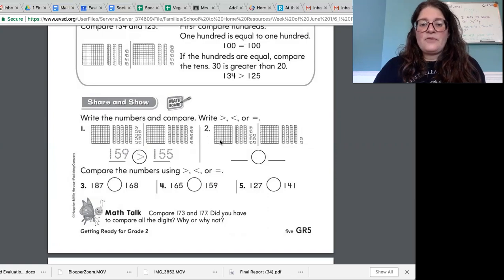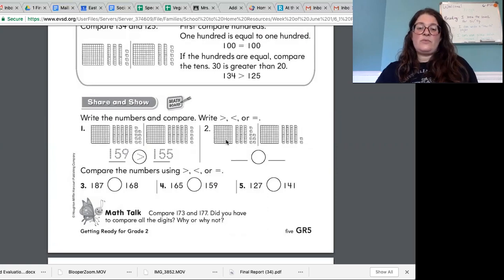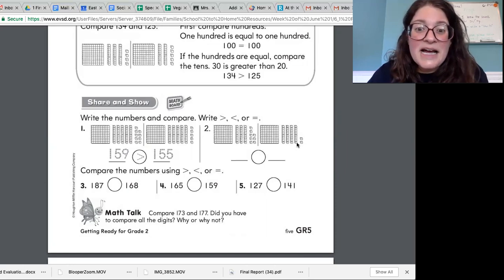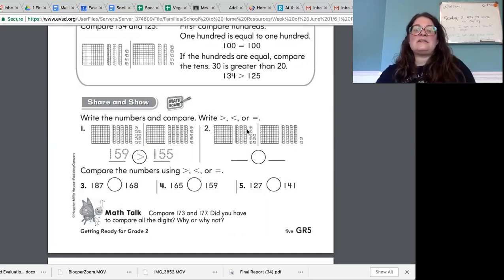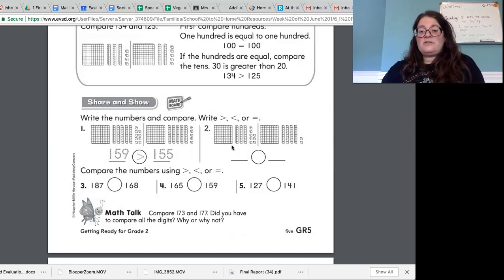Let's see if we can figure out what this number is. One group of 100, 1, 2, 3 groups of 10, and 1, 2, 3, 4, 5, 6, 7, 8 ones. So that is 138. And just looking at the picture, I'm going to think that maybe this is the bigger one because I don't see as many ones here, but I could be wrong. Oh, look, I'm looking more carefully, and I see there's more tens than there are right here. So let's see. This was 138.